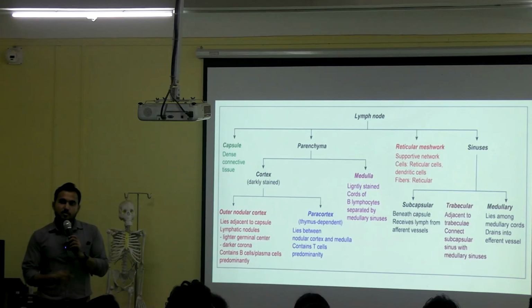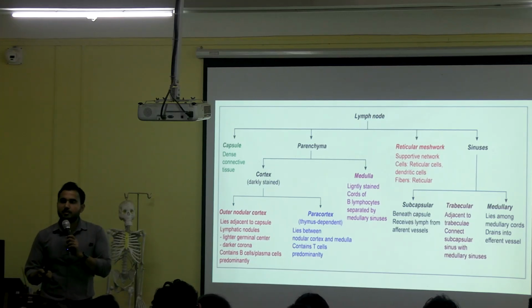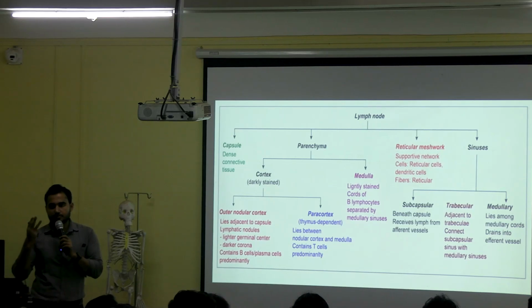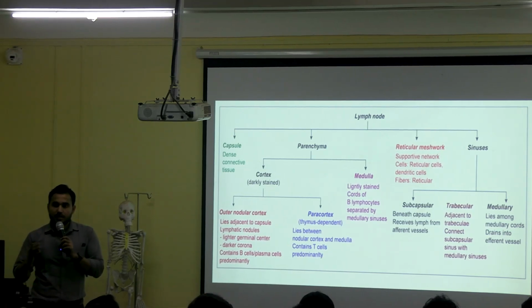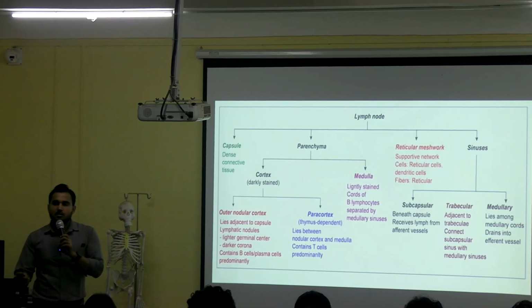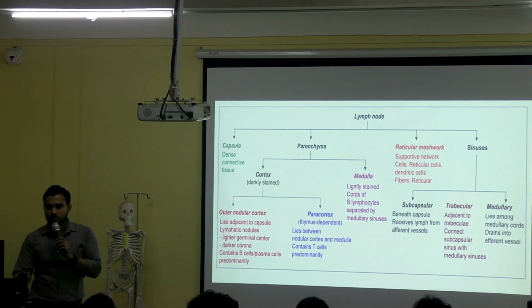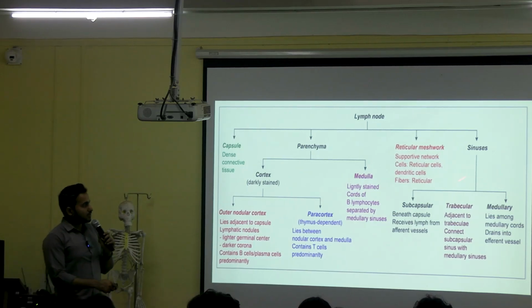ठीक है. Now if you come to the sinuses, in case of lymph node, 3 different types of sinuses are there. Okay, 3 different types of sinuses. Well defined sinuses, a network of sinuses, are present in the lymph node. First let's see the sinuses.